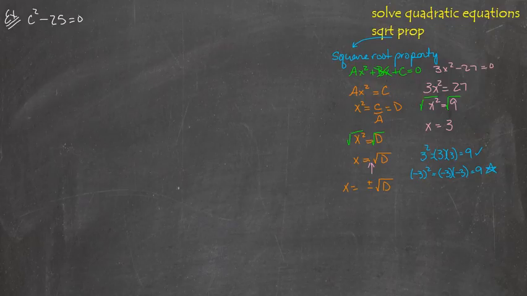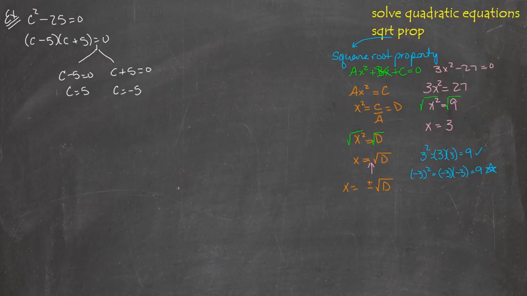Okay, so you should immediately see, and I'm hoping by now you do, that this is really a difference of squares problem. I could write it as c minus 5 times c plus 5 equals 0. And then when I use the zero product property, I get c minus 5 equals 0 and c plus 5 equals 0. So c equals 5 and c equals negative 5. So we're expecting two answers.